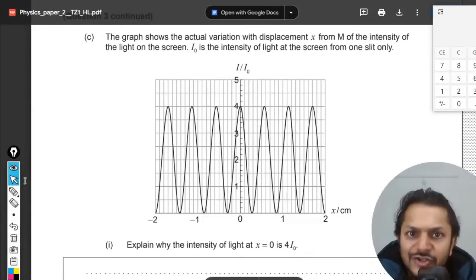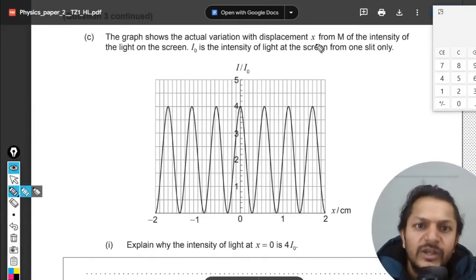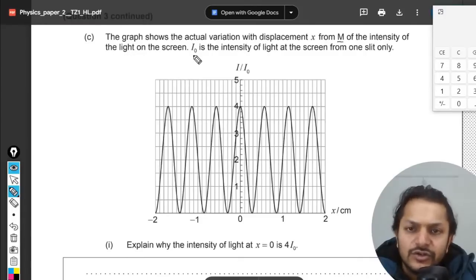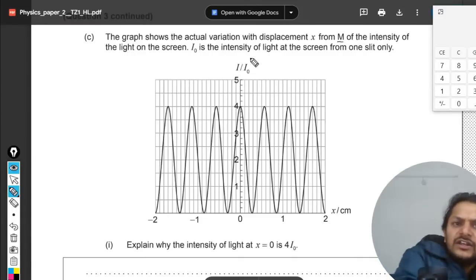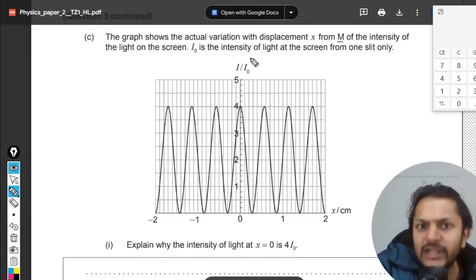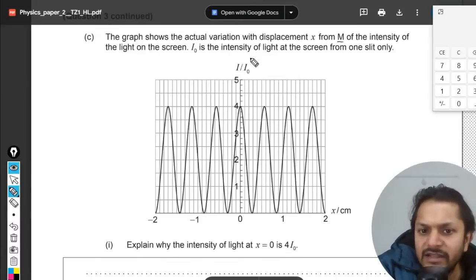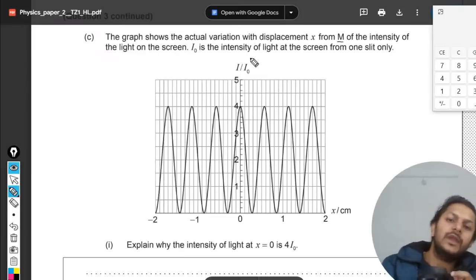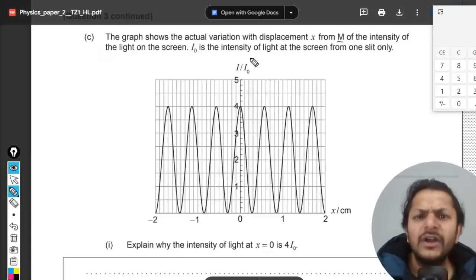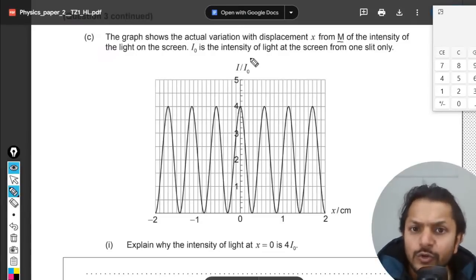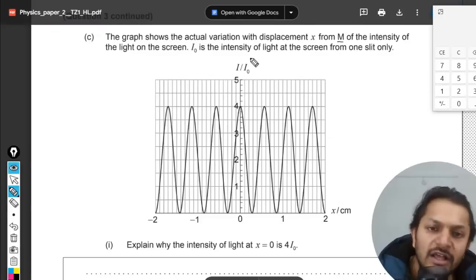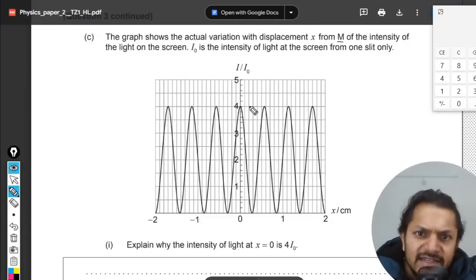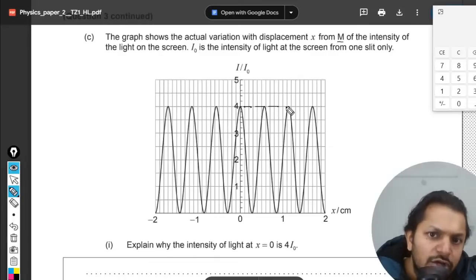The graph shows the actual variation with the displacement x from M of the intensity of the light on the screen. I notice the intensity of the light at the screen from one slit only. Explain why the intensity of light at x equal to 0 is 4 I naught. So it's a theoretical question only, because when you do this topic, you learn about these things. The first point that I would like to make here is that we can clearly see that the intensity pattern is not modulated.